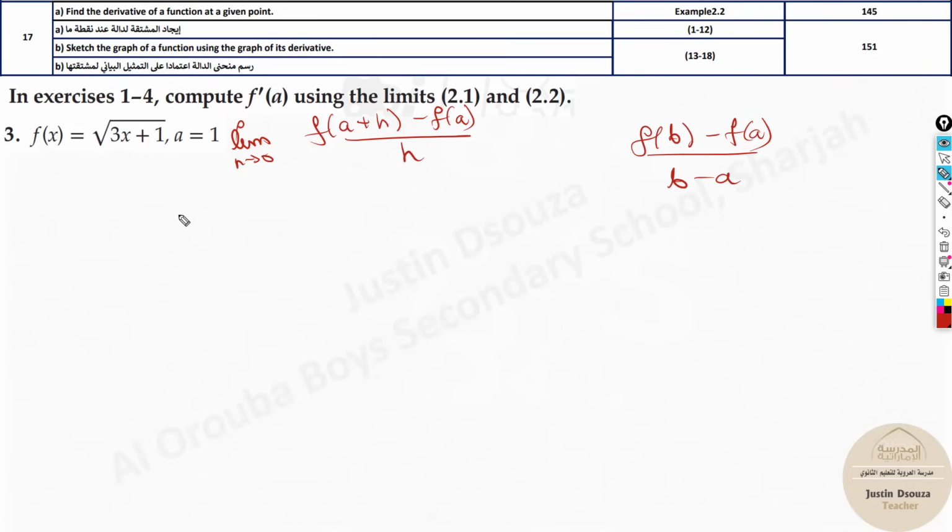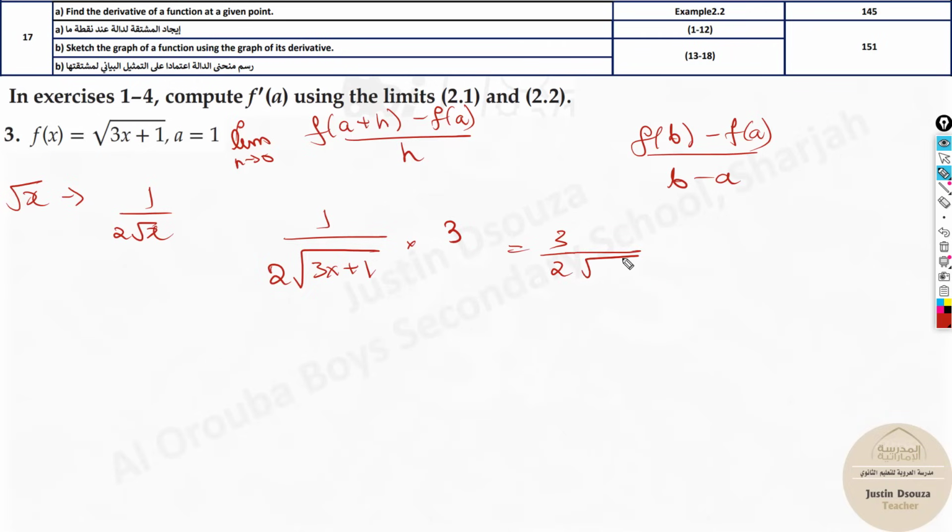The power rule over here, we know root x derivative is 1 by 2 root x. So I'll directly apply that. 1 by 2 root of 3x plus 1 multiplied by the chain rule. The derivative of this will be 3. So it is 3 by 2 root 3x plus 1.